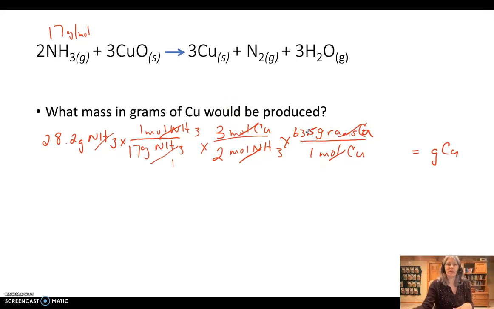Okay, so we want to use our calculator correctly. We start off by 28.2 divided by 17 times 3 divided by 2 times 63.5 equals, I'm getting 158 grams. 158 grams of copper. So it seems like a lot of copper. So there we go. We've got another one, and I think we have one more question to do in this series.